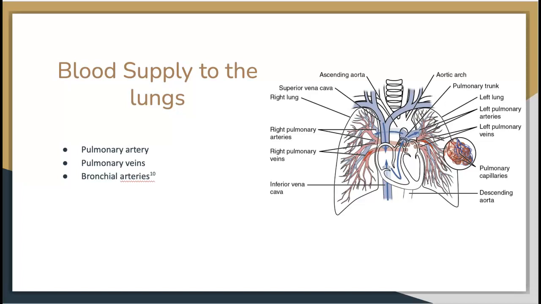Then the pulmonary veins, which receive oxygenated blood from the alveoli capillaries and deoxygenated blood from the bronchial arteries and the visceral pleura. The 4 main pulmonary veins come together at the right atrium. Finally is the bronchial arteries, which provide oxygen to the lung parenchyma.